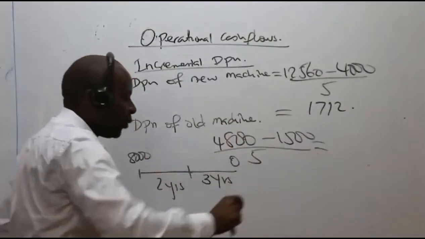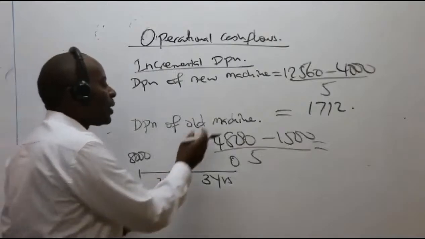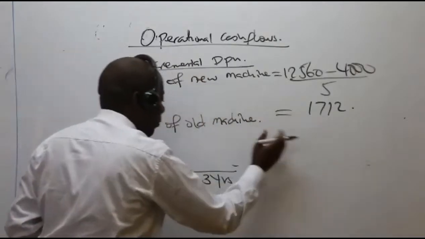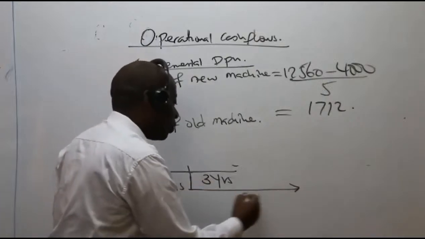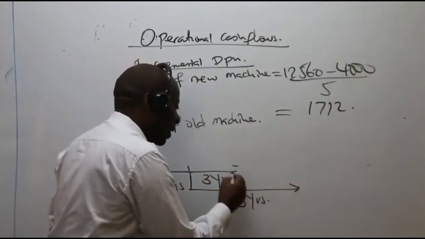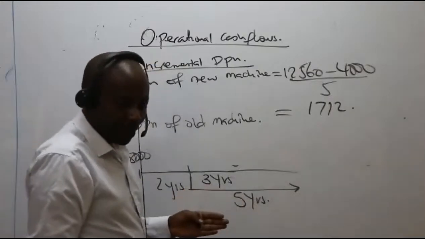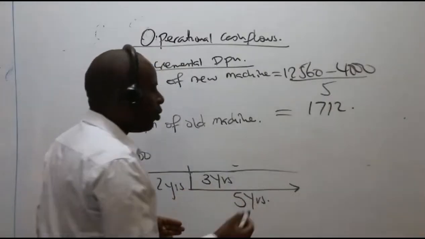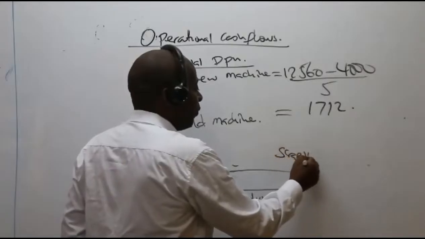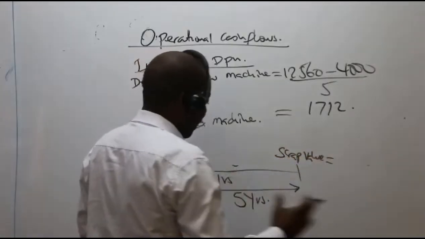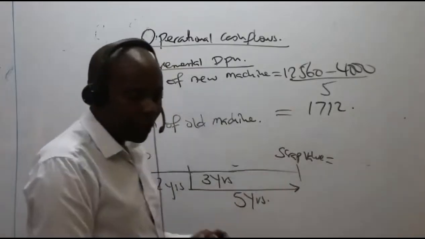We are to revalue it. So in terms of revaluing it, ladies and gentlemen, this is what we came up with. Number one, we have to find an estimated 5 more years. So for these 5 more years, what do we have? They have given us the scrap value for the old machine after elongating the period. What are they giving us?